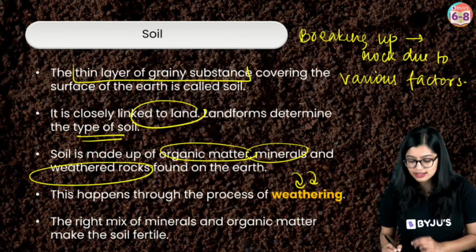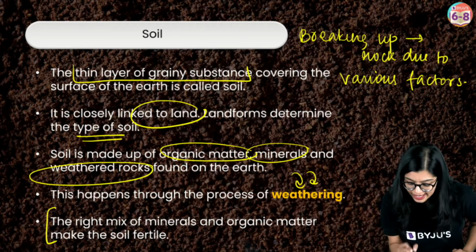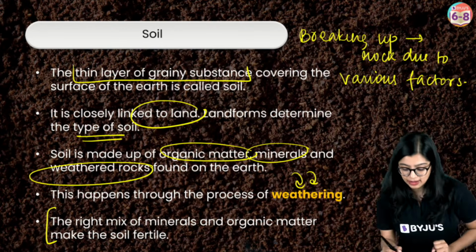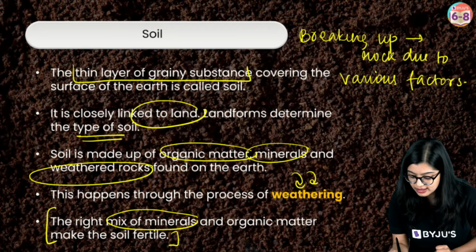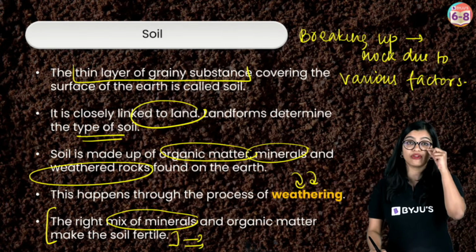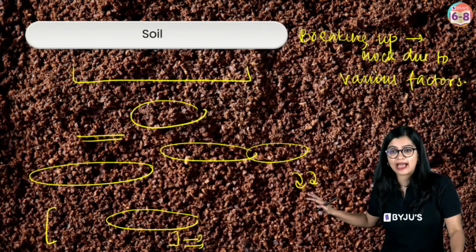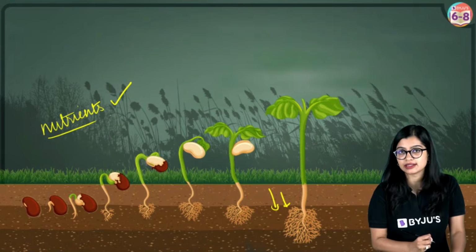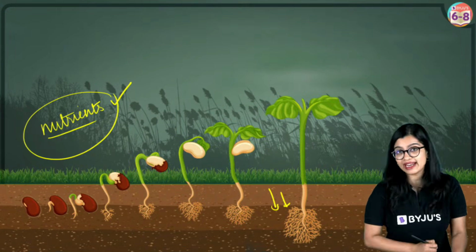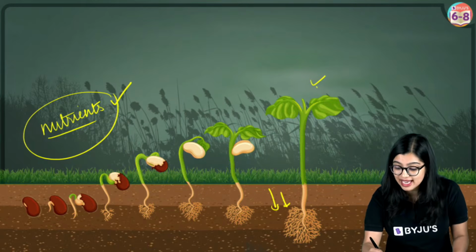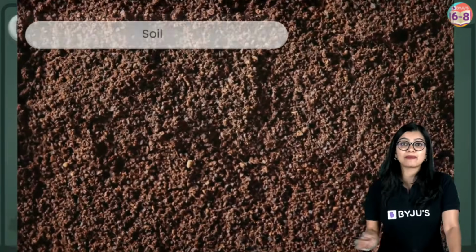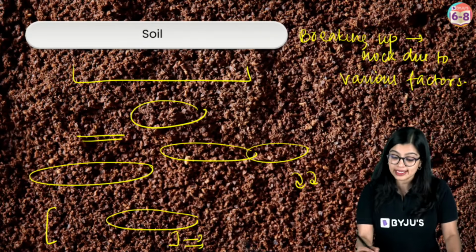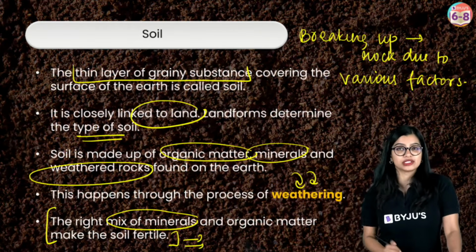So we see that technically, the right mix of organic matter and minerals is what makes soil fertile. So if I were to go back, our plants are able to grow, right? Because they require nutrients. But they should have the right mix of nutrients such that it can support life. Which is why the presence of organic matter in soil is very important here.